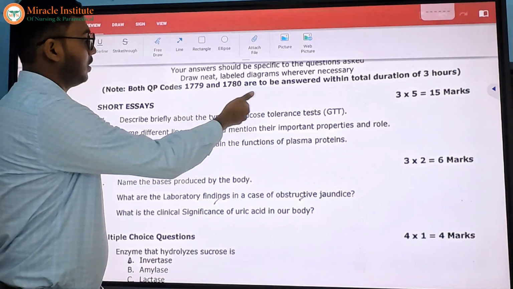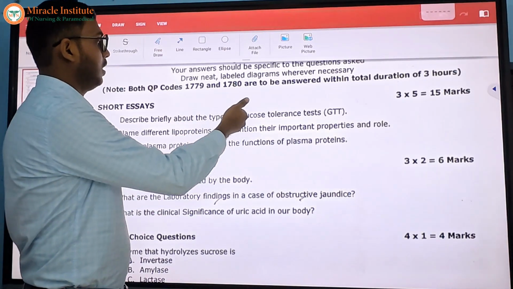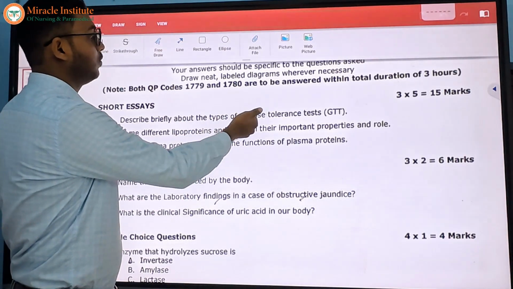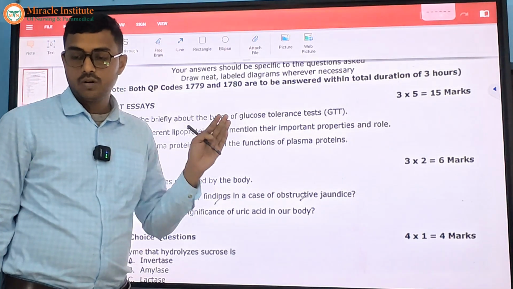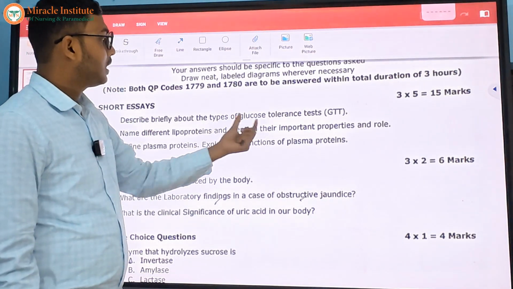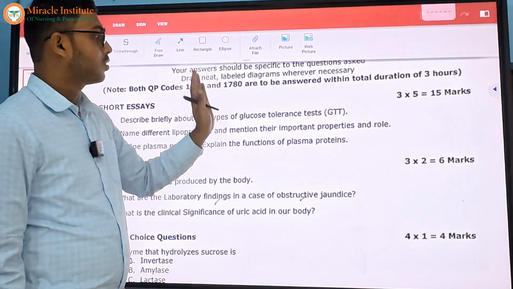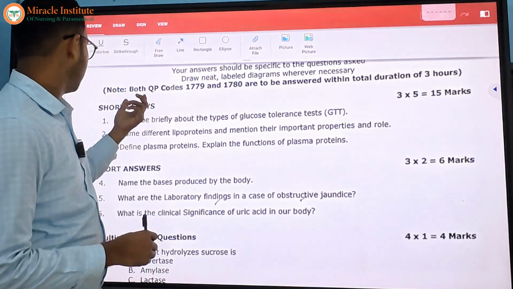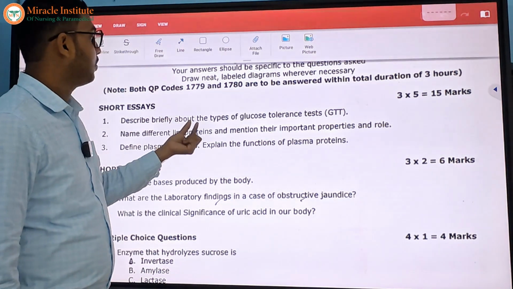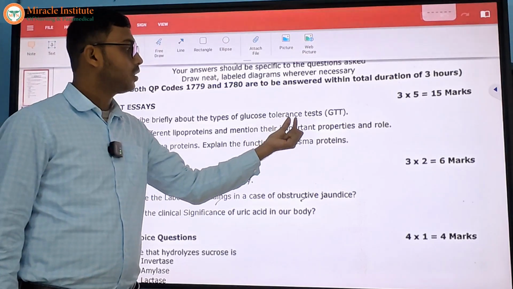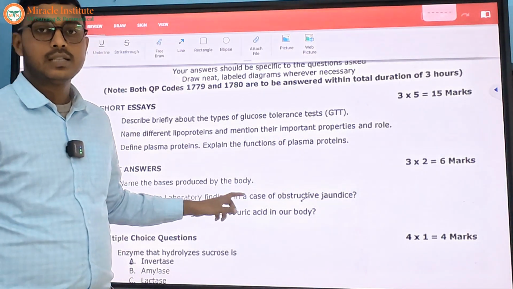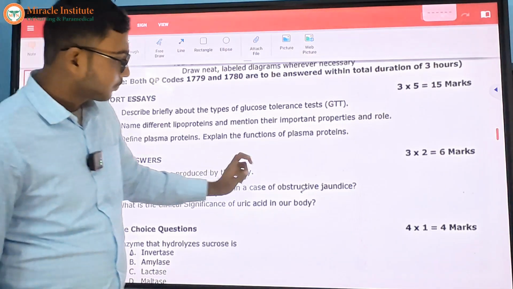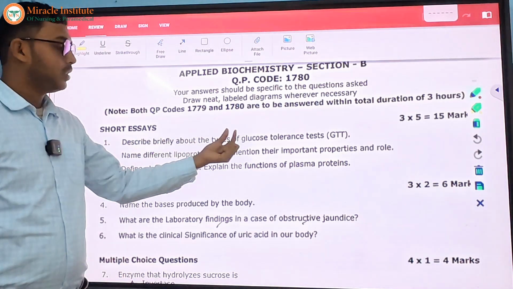Actually, this is a very lengthy question in any kind of section: types of glucose tolerance test. And we describe briefly about the glucose tolerance test. What is the glucose tolerance test? In this section, it is clearly mentioned: describe briefly the types of glucose tolerance test. What does the answer say? Let us describe the answer regarding this.